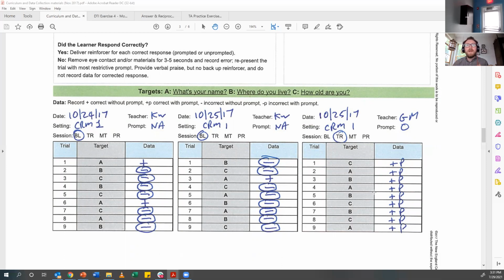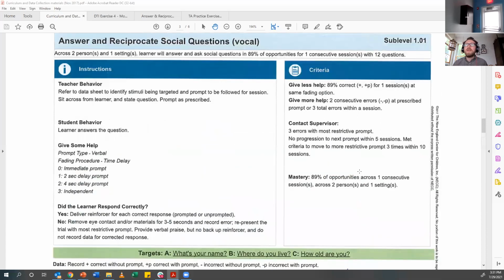Okay, now let's have a quick look up at the criteria to feed the prompt. We are going to feed the prompt when the student responds correctly 89% of trials, that can be correct independent, pluses, or correct prompted, that's your plus P. And if the student performs at that criteria for 1 session, that's what's listed there, we are going to feed the prompt. We are going to go from our immediate verbal prompt to our 2-second delayed verbal prompt.